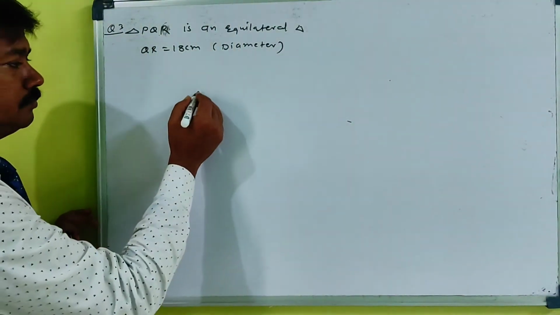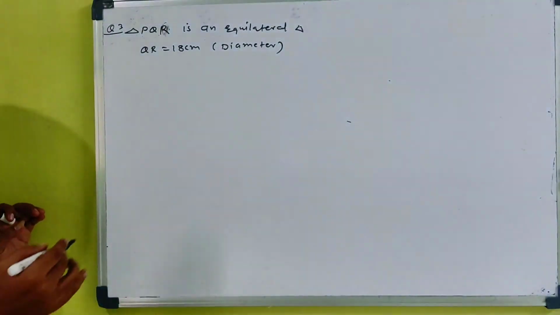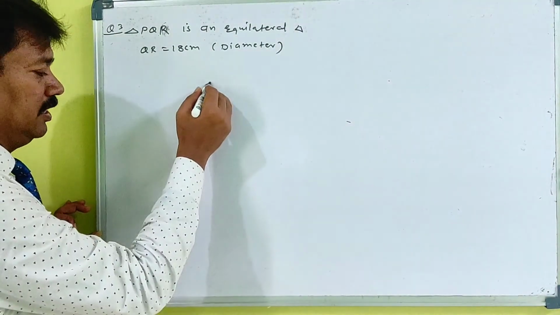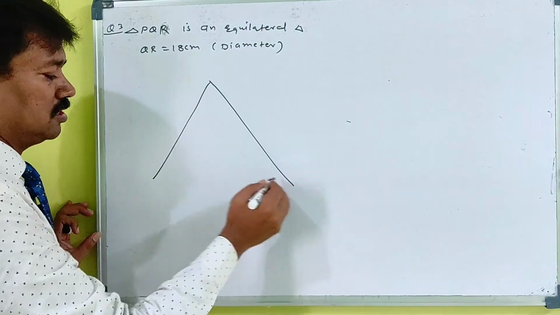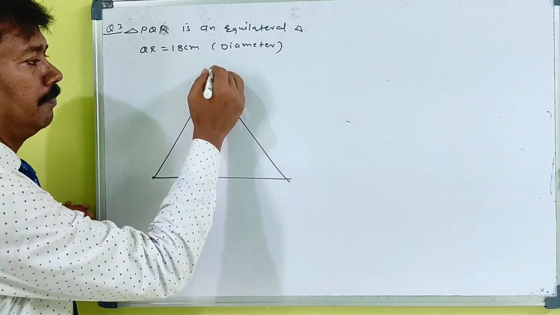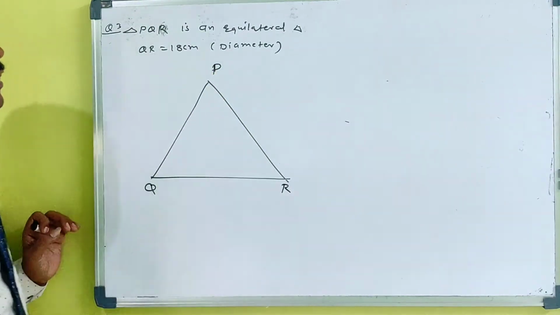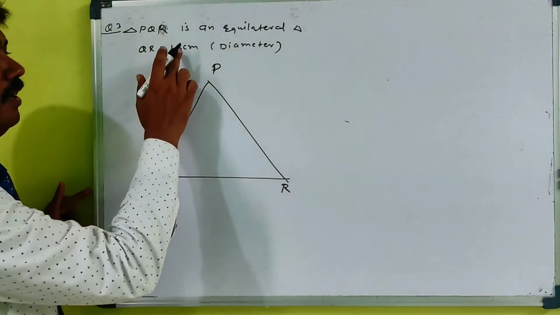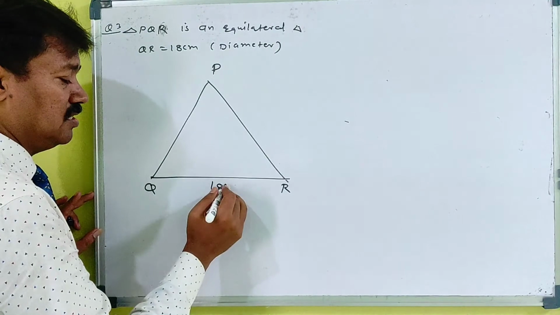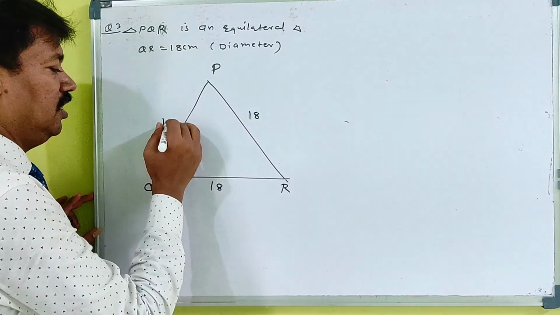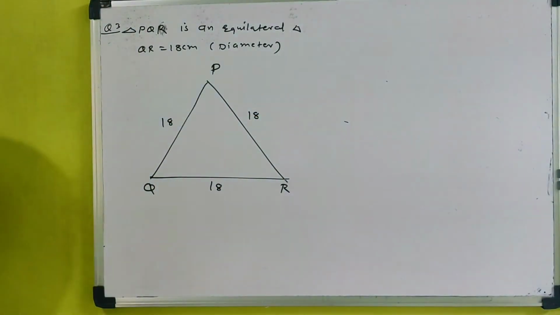So here, पहला क्वेश्चन में क्या दिया और क्या फाइंड करना है, पहला समझ लेते हैं. क्या दिया है? PQR is equilateral triangle, and उसका ये base 18 cm, मतलब सारे के सारे 18 हो गए. This is 18 cm here.